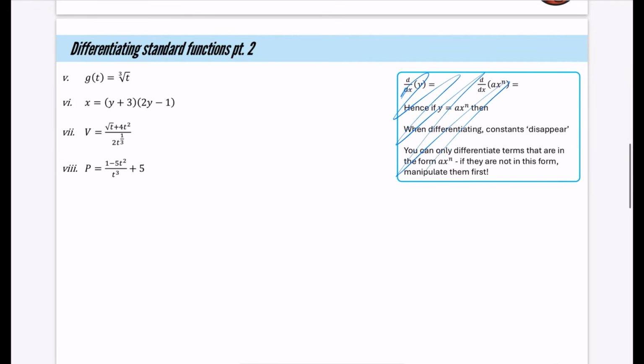I've realized I don't need this box. So in the PDF, of course, I will have got rid of that so you have more space to write it when you're trying it yourself. It's just repeating what was on the previous page.